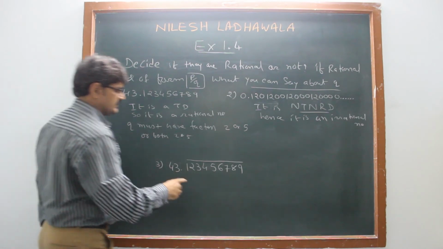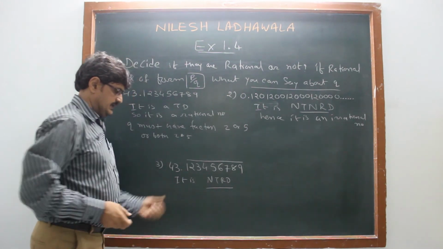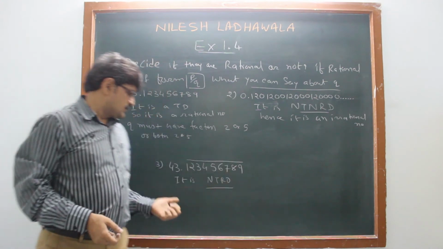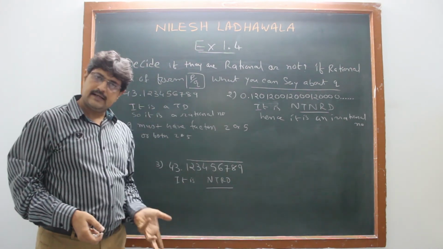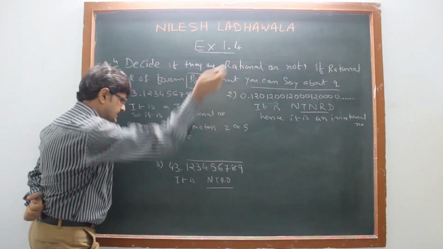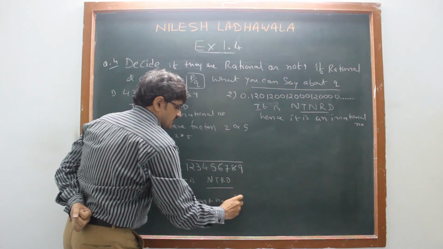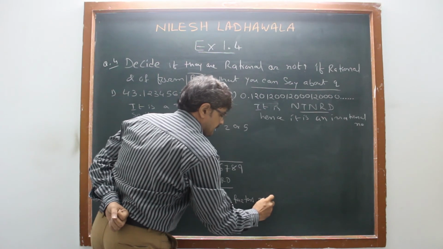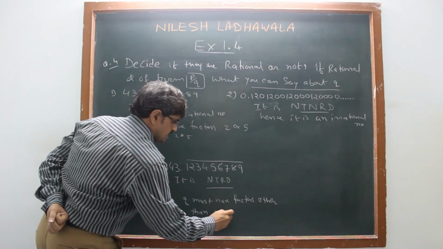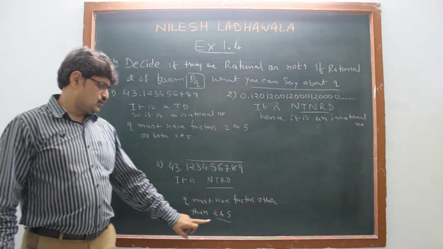Now the third one, this number is a non-terminating recurring decimal, as we have a bar here. So these digits will repeat. So it is called a non-terminating recurring decimal. And as we know, for a non-terminating recurring decimal, q must have factors other than 2 and 5, because 5 into 2 is 10. Okay, so q must have factors other than 2 and 5.